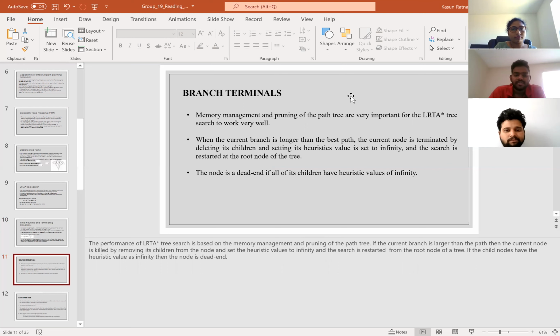Coming to the branch terminals, the performance of LRTS research is based on the memory management and pruning of the path tree. If the current branch is larger than the path, then the current node is killed by removing its children from the node and setting the heuristic values to infinity, and the search is restarted from the root node of the tree. If the child nodes have the heuristic value as infinity, then the node is a dead end.